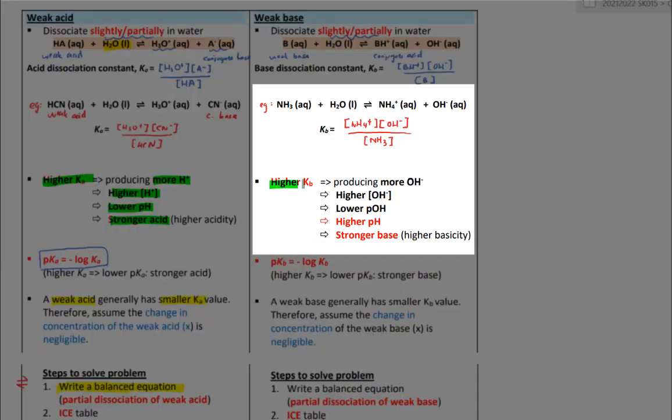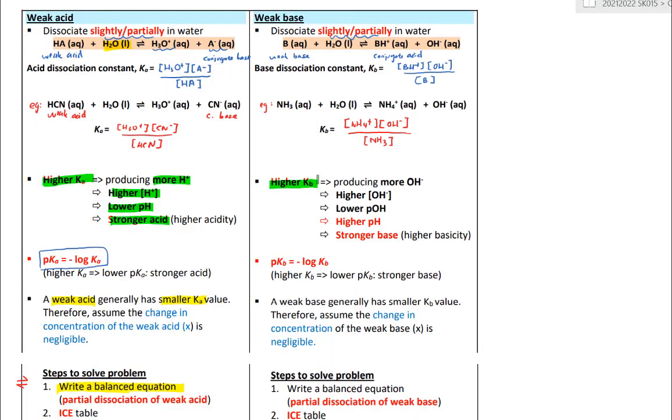If you have a higher Kb value, it means that it dissociates more, releasing more OH negative. A higher Kb value indicates that the dissociation is higher, therefore producing more OH negative. Therefore, the concentration of OH minus is higher and it gives a lower pOH value. Remember that if you want to know the pH value, we need to use pKw equals pH plus pOH. So pH equals 14, which is your pKw, minus the pOH value. Therefore, we say that the lower the pOH value, the higher the pH value. You have a stronger base or a higher basicity.